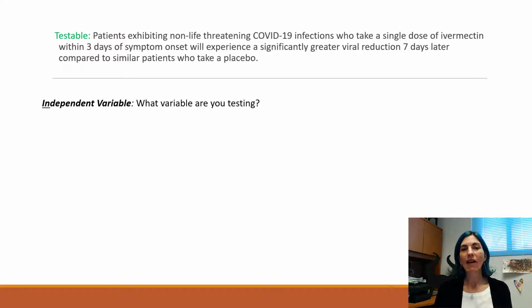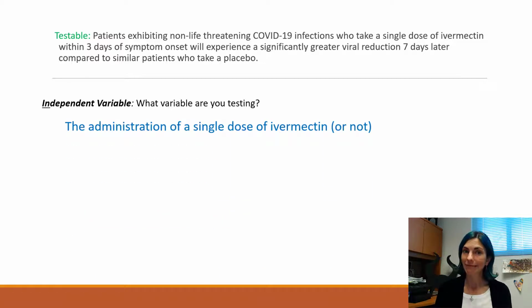Another way to think about the independent variable is, what are you actually varying between groups that you're interested in? Like, what are you testing? Are we testing 7 days? Are we testing whether or not people have COVID? It's like, yeah, we're testing for all those things, but that's not what I'm really interested in. What I'm interested in is ivermectin. Is a single dose of ivermectin going to reduce viral load? So the variable that I'm testing is whether or not people get ivermectin. Did they get ivermectin or did they get the placebo?